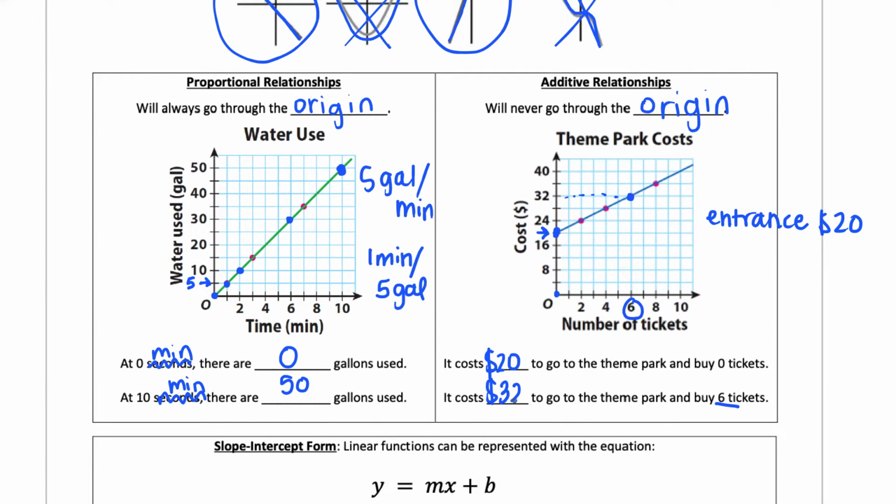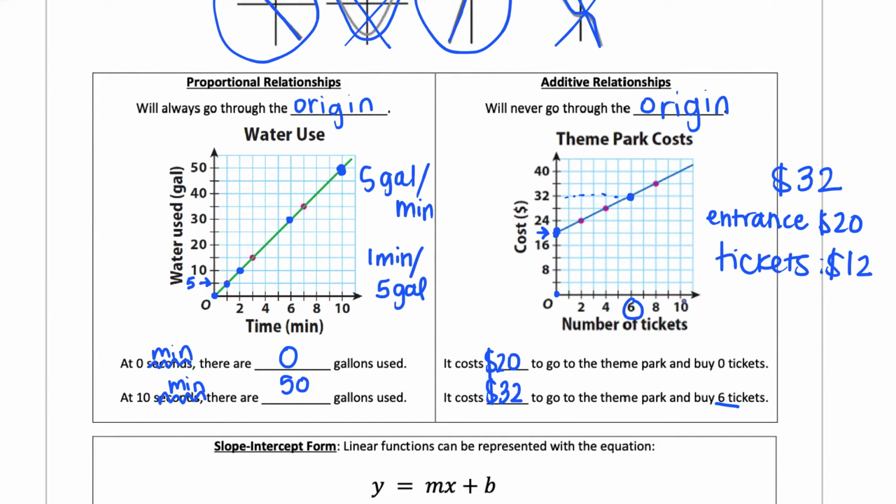So it costs a total of $32 to go to the theme park and then buy 6 tickets on top of that. So if my entrance fee is $20, my total that I'm spending for 6 tickets is $32. That means that just on the tickets alone, I spent a difference of $12, and I got 6 tickets.